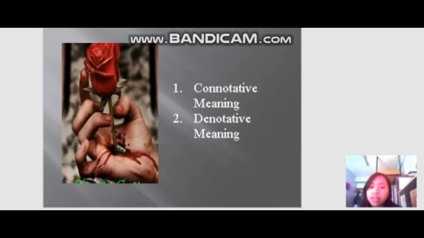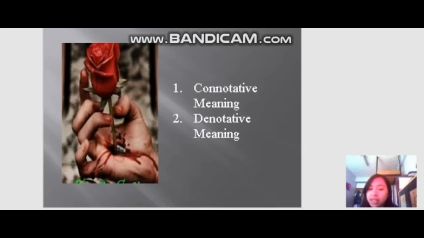So, for example, as you can see on the slide, the object is a red rose with a green stem, right? So, that is what you see. This is a rose with a green stem. So this is called connotative meaning, the real meaning. And then next is denotative meaning.